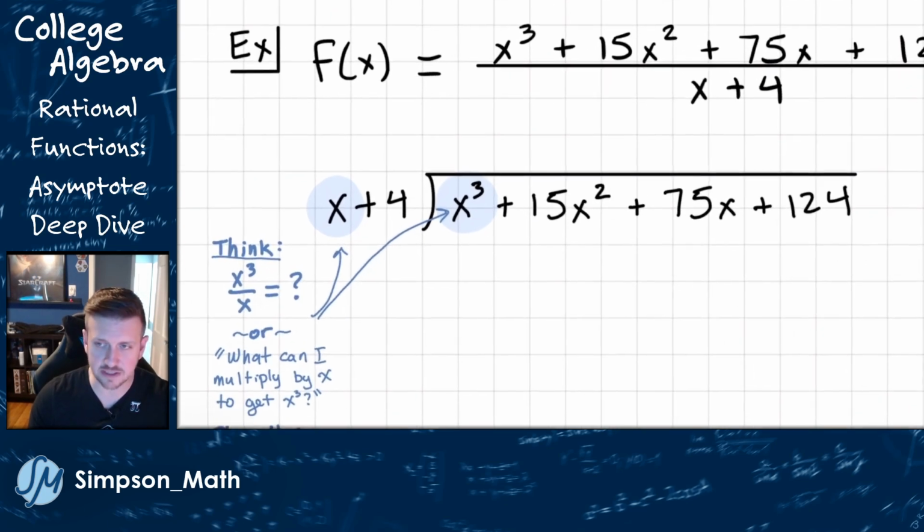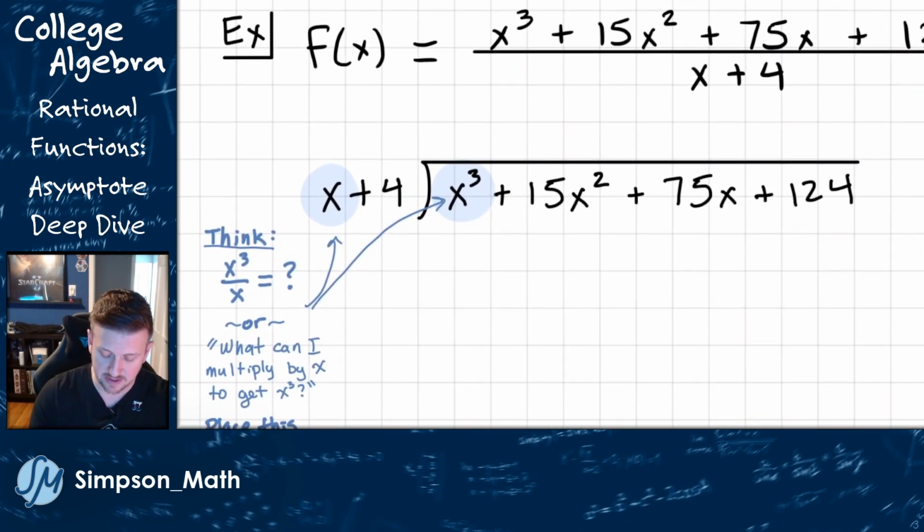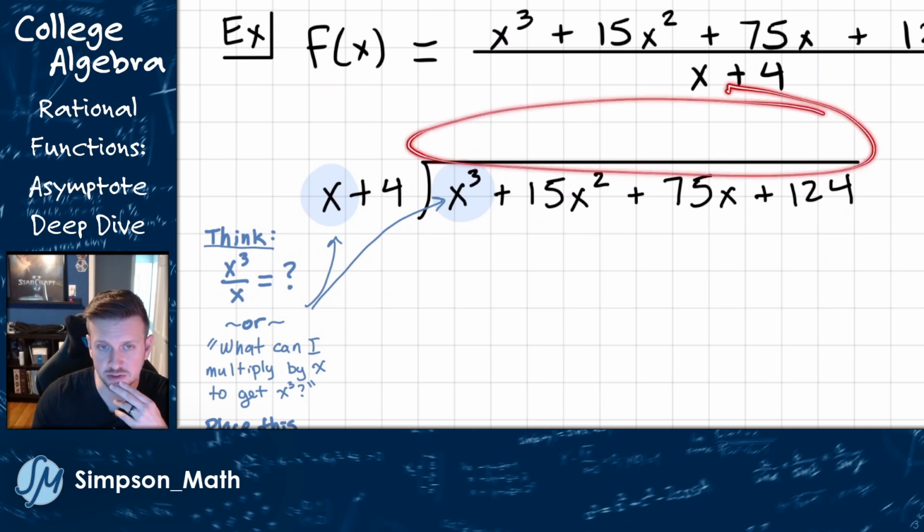So what I'm going to do first is I'm just interested in this leading term here. And I'm going to ask myself, how many times does this x go into this x cubed? Or x times what gives me x cubed? Well, that's going to be x squared. So I need to write down my x squared somewhere up here in my quotient.